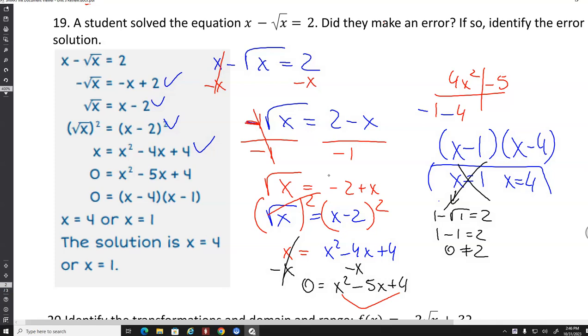Now let's try 4. 4 minus square root of 4 equals 2. 4 minus 2 equals 2. 2 does, in fact, equal 2. So the only solution I got for this question is x equals 4. 1 would be my extraneous solution, which will not work. Okay?